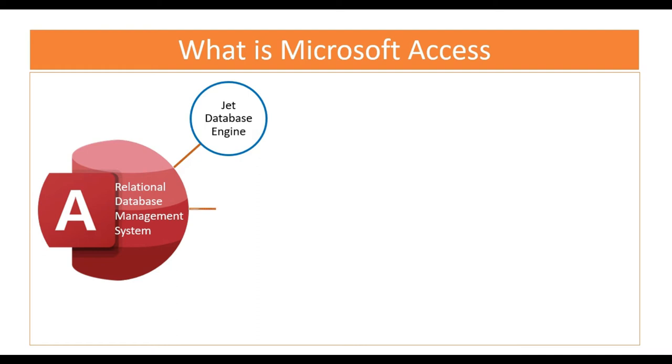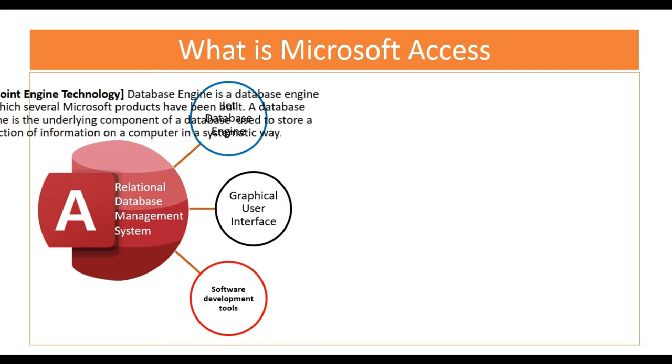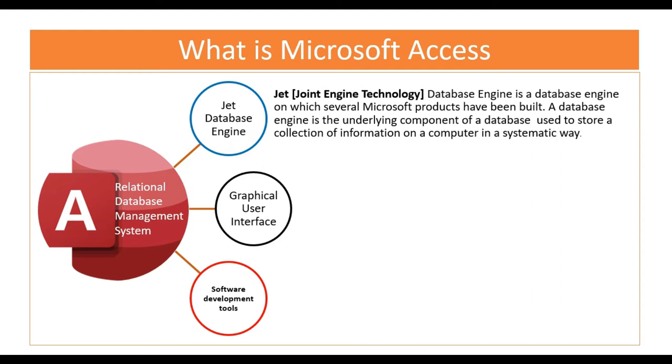Microsoft Access has three components: JET Database Engine, Graphical User Interface, and Software Development Tools. JET stands for Joint Engine Technology. It's a database engine on which several Microsoft products have been built. A database engine is the underlying component of a database used to store a collection of information on a computer in a systematic way.